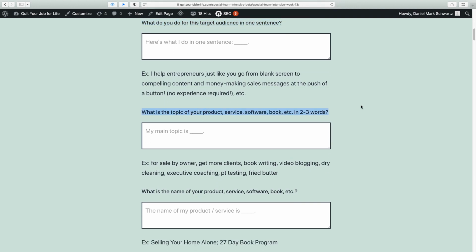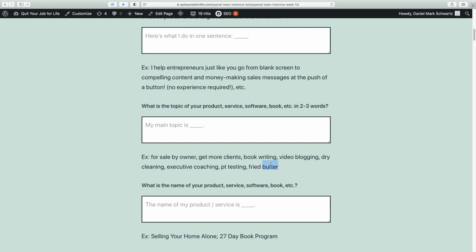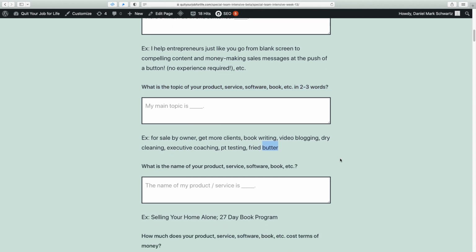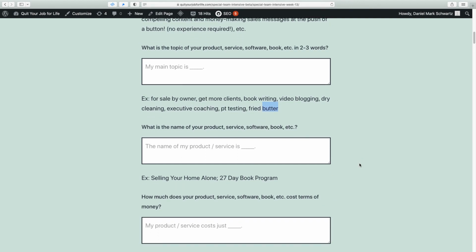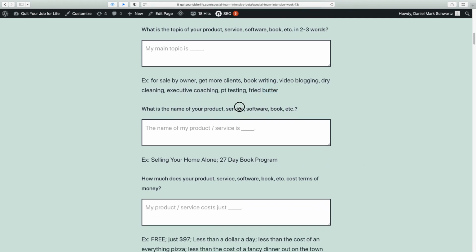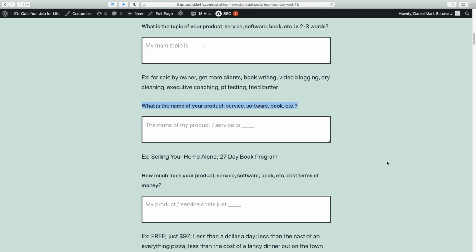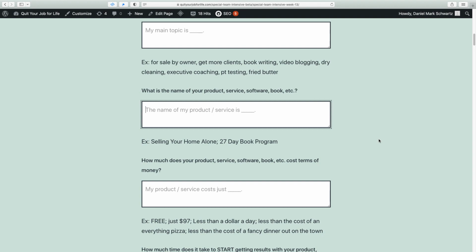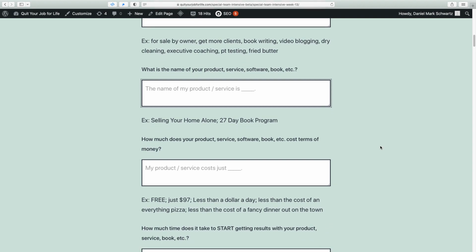Next is, what is the topic of your software, service or product, book, etc.? So your main product, two to three words, what's the main topic that it covers? So for sale by owner, book writing, video blogging, executive coaching, whatever it is, put it there. Next, what is the name of your product, service, software, book, etc.? So this is the name of your Easy Yes product.